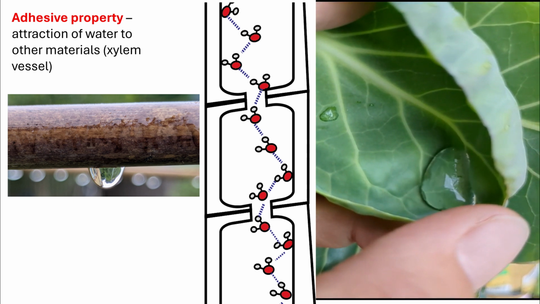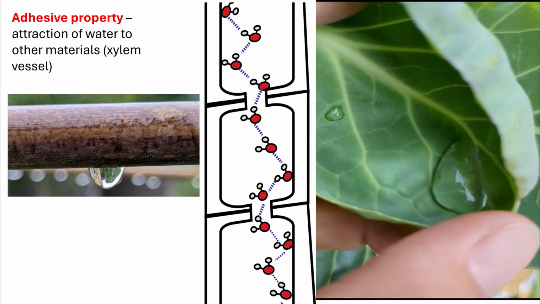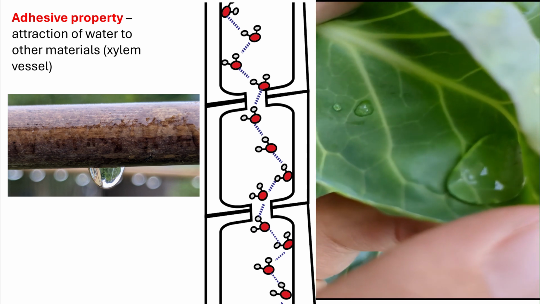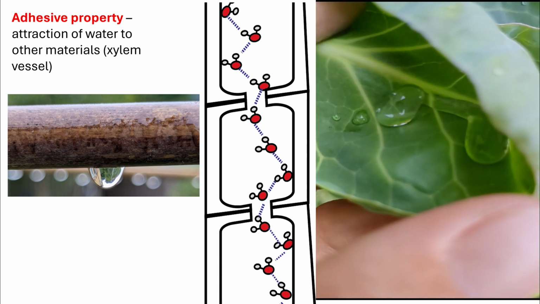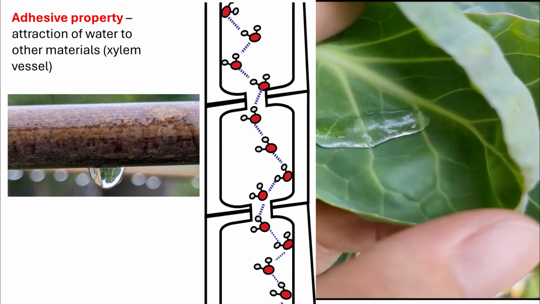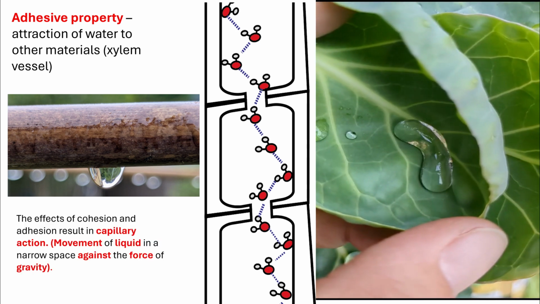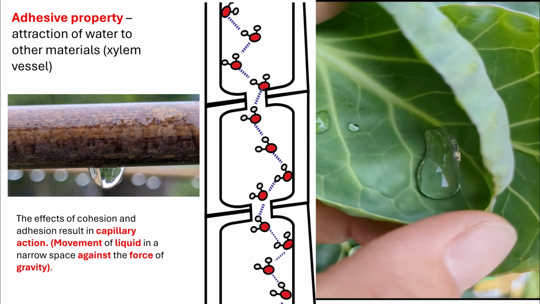So it can be broken apart if there's enough force to break the hydrogen bonds, which is why I had the two bubbles. But now as it flows as one. Now, the effects of the cohesive property and adhesive property, so cohesion and adhesion, results in what's known as the capillary action.